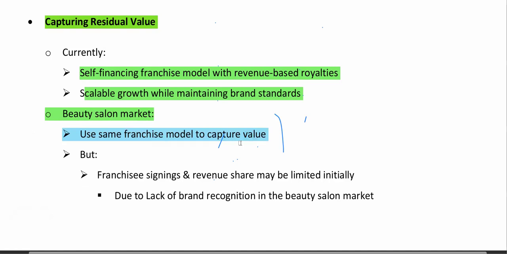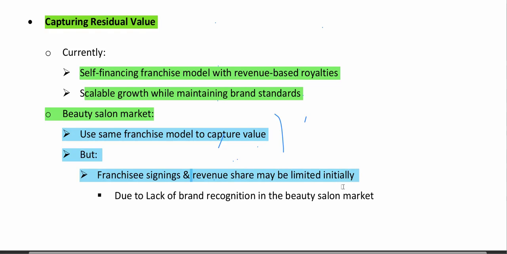However, we might have some issues in convincing new franchisees to sign up with us, because we are new to this market, and the new franchisees may be reluctant to sign with us. So if we are unable to upgrade our existing franchisees to also include beauty care services, or if we are unable to sign up new franchisees who are willing to include beauty care services within their range, it would impact the revenue share. And for us to encourage signings, we may have to compromise on the percentage of royalties, because if there is nothing in it for the new franchisees, they are unlikely to sign up with us.